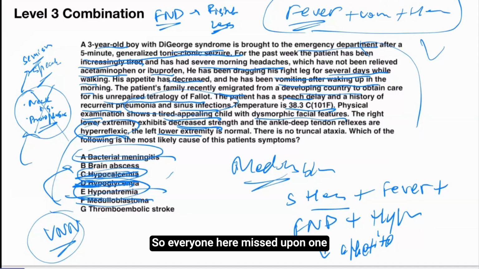So everyone here missed one thing. Look at how long the symptoms have been going on for. So this patient has had symptoms for several days. My question is, is medulloblastoma a chronic condition or an acute condition? So that's what I was leading you towards. This is something you also have to consider. Is this acute or chronic? This is what people miss.